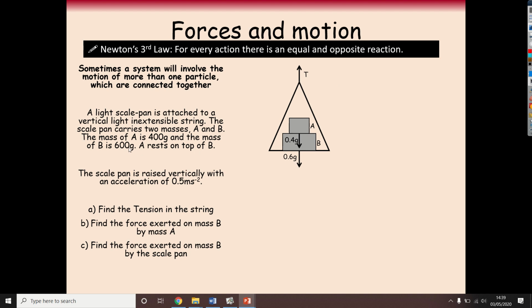Remember, it's got to be in kilograms, and these are in grams. That's why it's 0.4 and 0.6. And then we've also got this acceleration of 0.5 meters per second squared. So there's your diagram. Okay, we want the tension in the string.